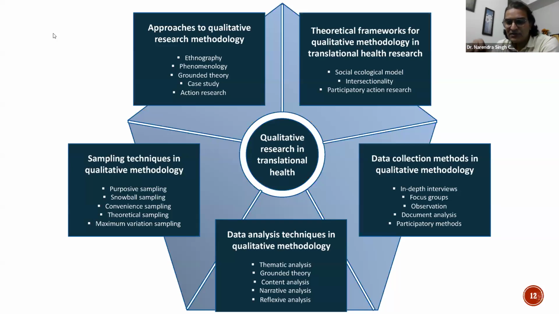Then I'm coming to the participatory methods, where the researcher or the participants have been there, and they're very much involved in it. I'll give you an example. I went to a workshop on qualitative research many years ago. There was a book chapter.